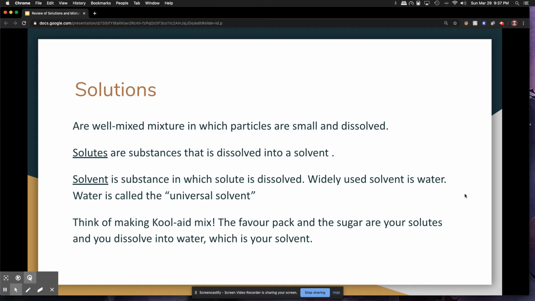So when you want to think of what's your solute and what's your solvent, think of making Kool-Aid mix. You have your flavor pack, which is the powder, and your sugar, which is another powder. Those are your actual solutes. And what you're going to dissolve it into is your water, and that's your solvent. So that's what you want to think of when you think of solutions. Think of the Kool-Aid mix.